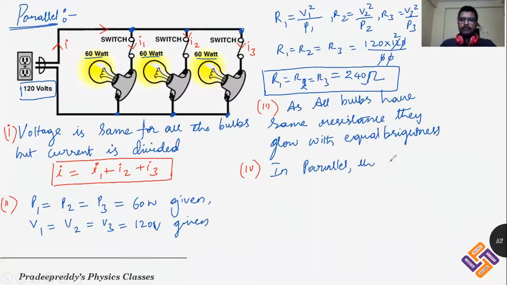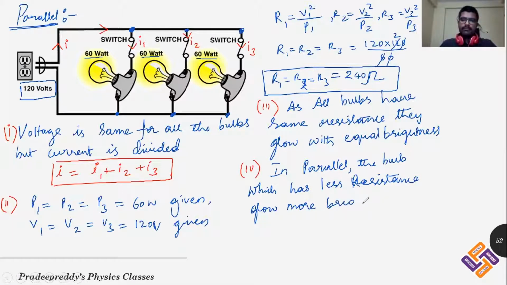the bulb which has less resistance glows more brightly. So remember this, in parallel combination, the bulb which has less resistance will glow more brightly than the other. It is exactly opposite to that of series combination.